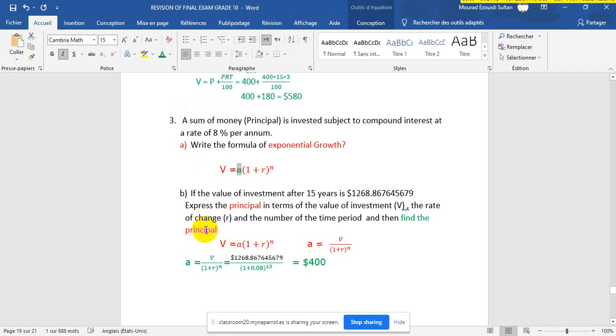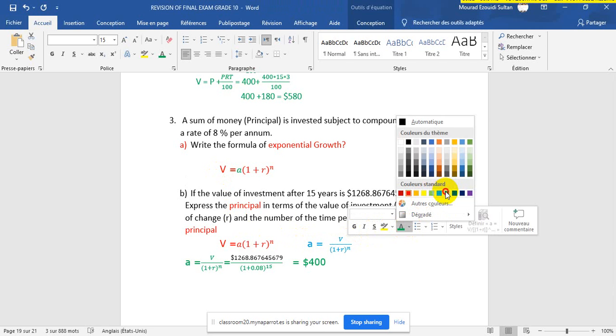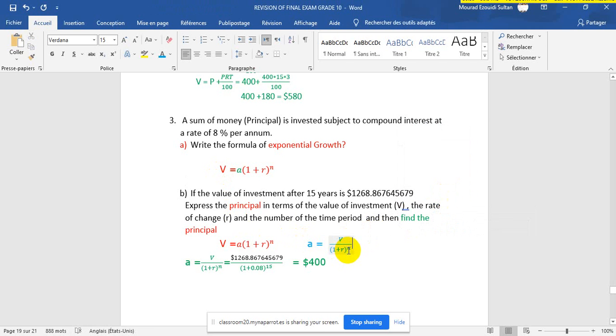Okay, first of all I will use this fact, my daughters. V equals A multiplied by 1 plus R to the power n. To find A, just divide this by 1 plus R to the power n and divide this by 1 plus R to the power n. So, the last answer: A equals V divided by, between parentheses, 1 plus R all to the power n. This is the principal now. A now is the principal. I will put principal between parentheses.